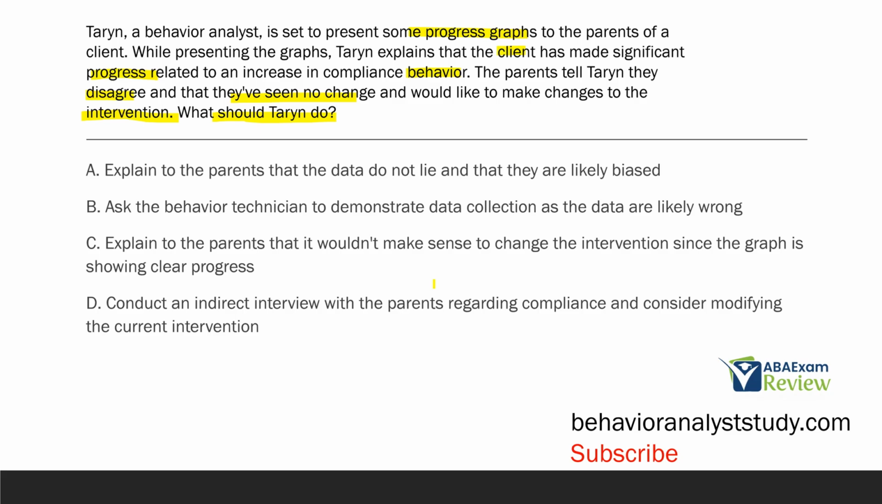And then D, conduct an indirect interview with the parents regarding compliance and consider modifying the current intervention. Yes, D is clearly the right answer. We're going to interview the parents and find out what's going on, and then we'll consider making changes after we gather all necessary indirect data.